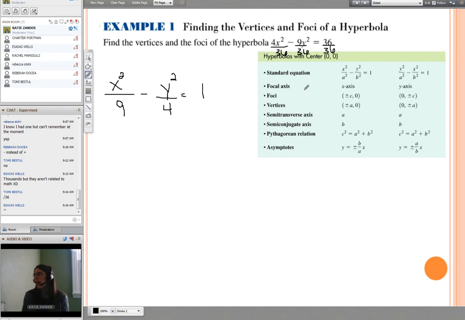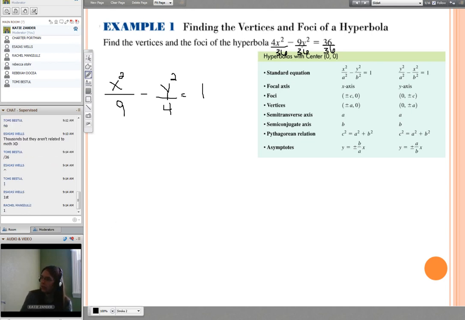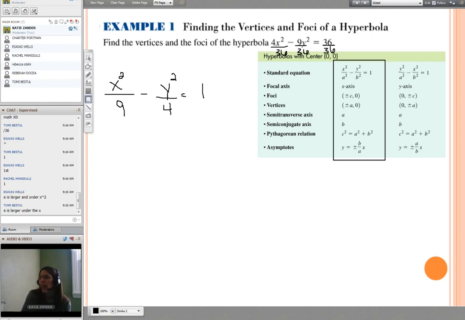Okay, now we have to decide which column from our chart we should focus on so we can start pulling information. So what do you guys think? Column 1 or column 2? Yeah, how did you know column 1? You're correct. How do we know? We're getting a lot better, by the way, at deciphering which column to use. Yeah, A is a larger number and it's under your x squared. Perfect.